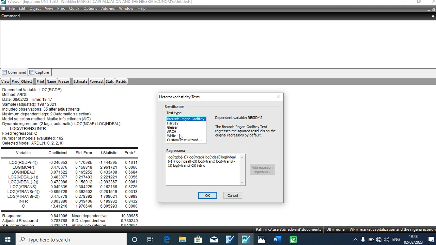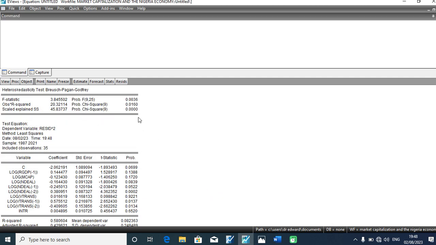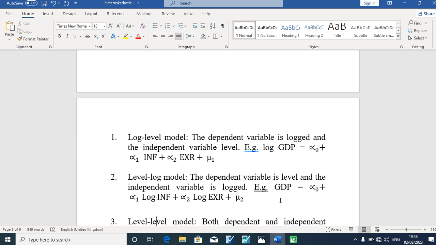These are other tests I made mention of previously. You leave it at that. Without changing any other thing, you click OK. You will be exposed to a result that looks like this. I'll copy it neatly to a Microsoft Word where I will interpret the result that looks like this.